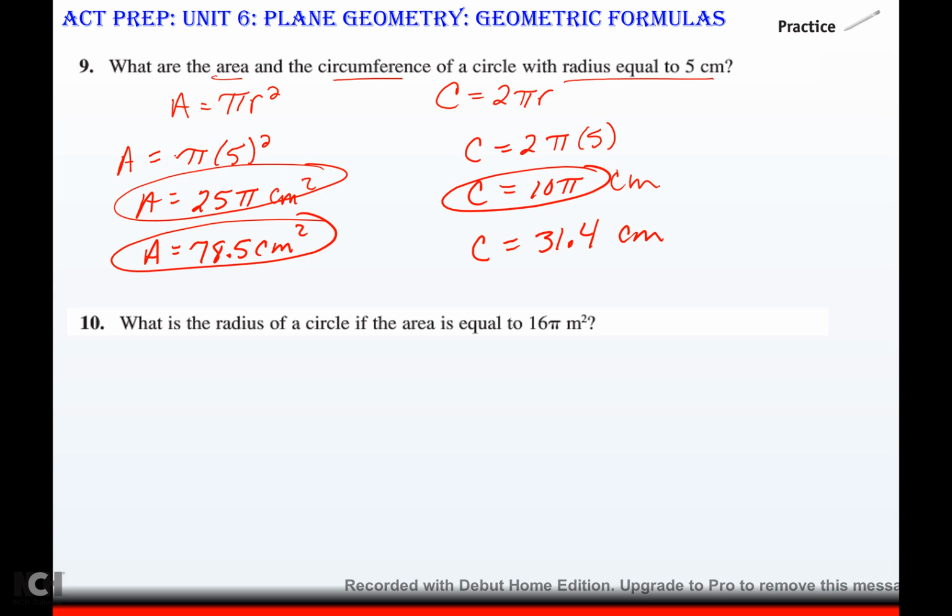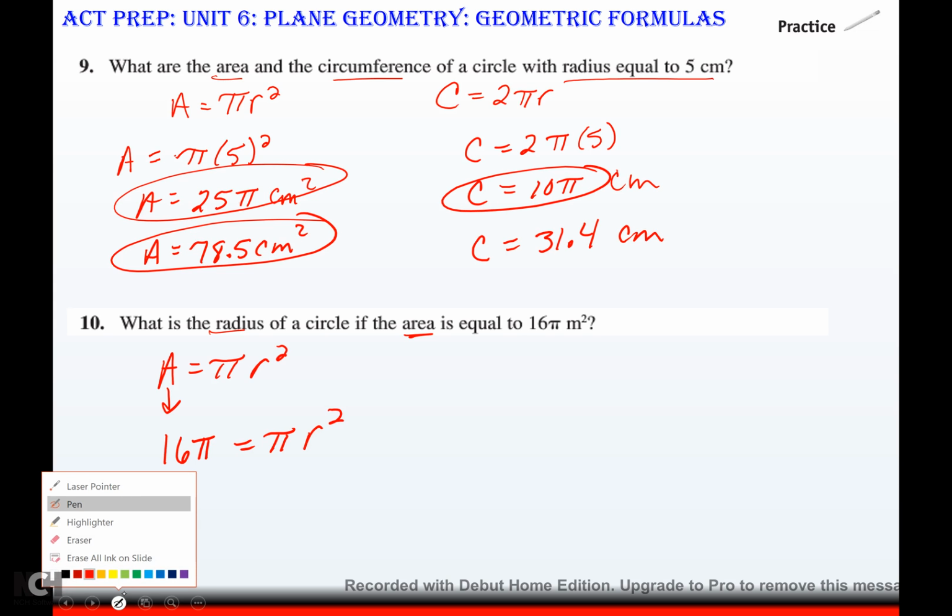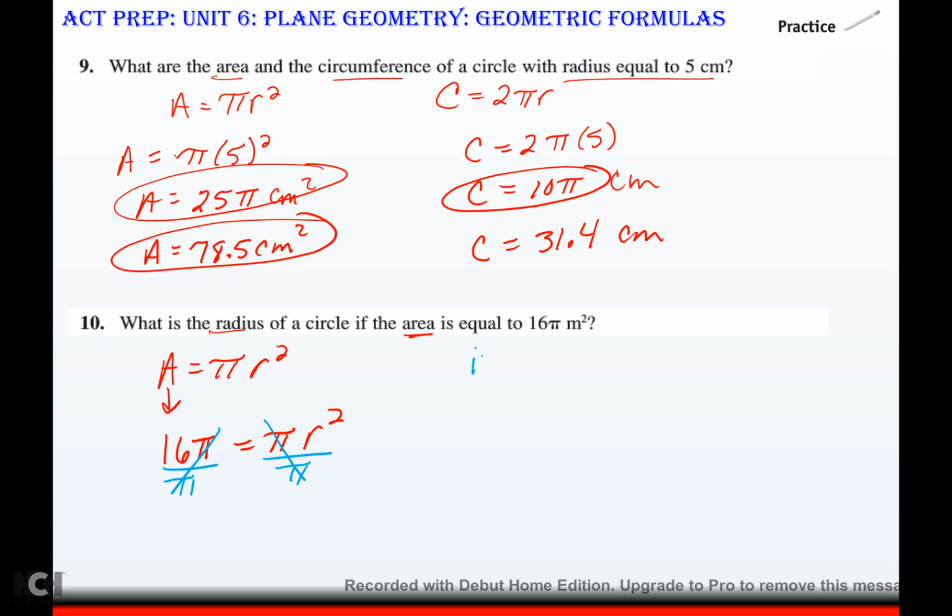Okay. Number 10, what is the radius of a circle if the area is equal to 16 pi meters squared? Well, area of a circle is pi r squared. And they want to know what my radius is if the area is 16 pi. So they're telling me to make that 16 pi, and that will equal pi times r squared. To figure out the radius, I've got to get r alone, so I'm going to divide by pi, which cancels, and I get 16 equals r squared. Square root, and r has to be 4 meters. Okay?